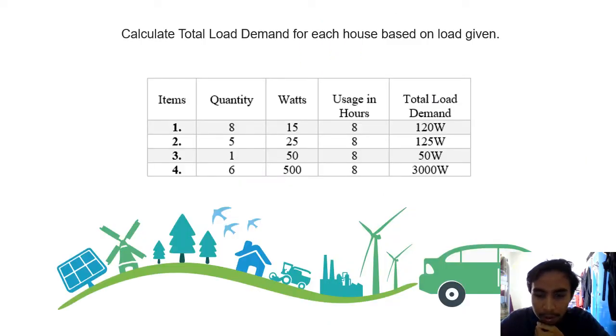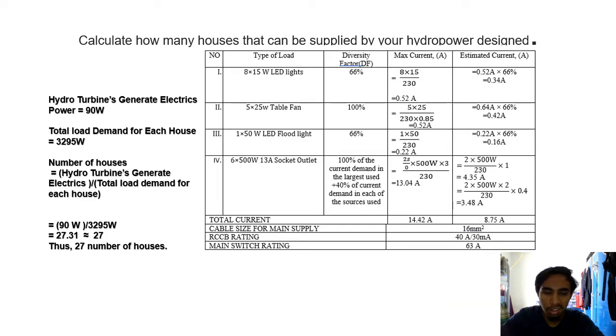So this table represents the Orang Asli load demand per house. We need to calculate the total load demand for each house based on the load given. And finally, we get the total load demand, which is 3000 watts. Next, we go to the next question.